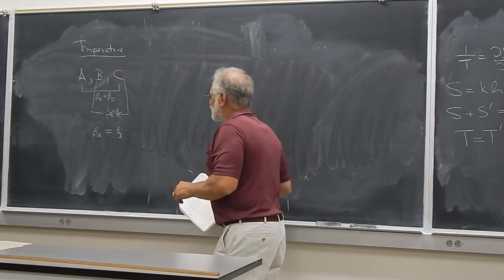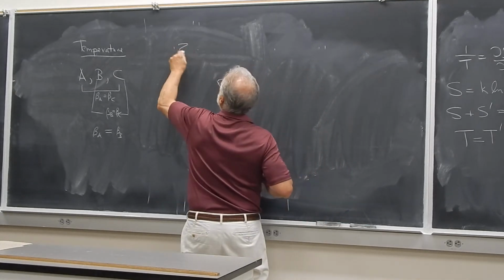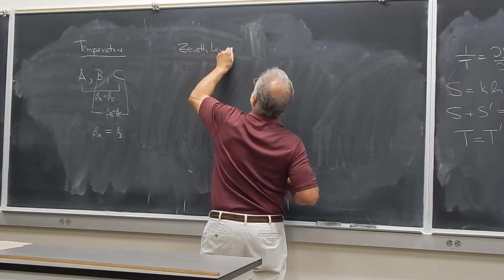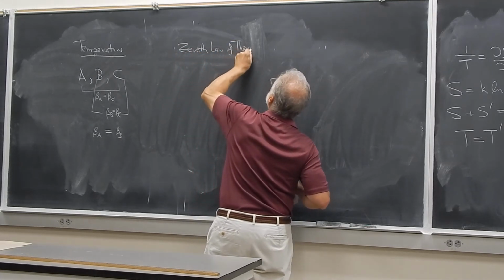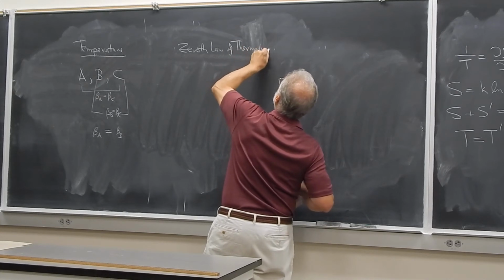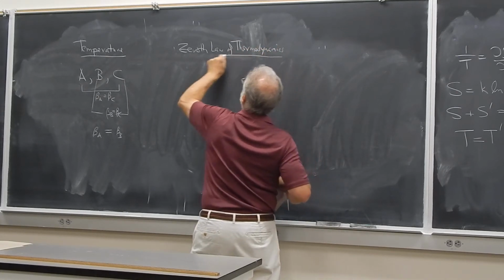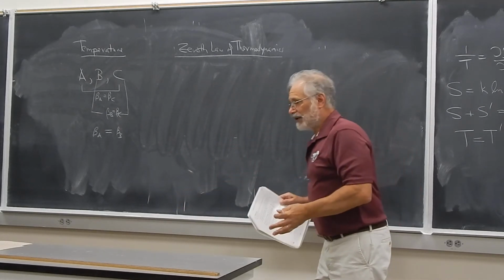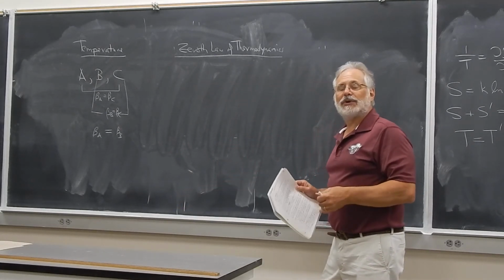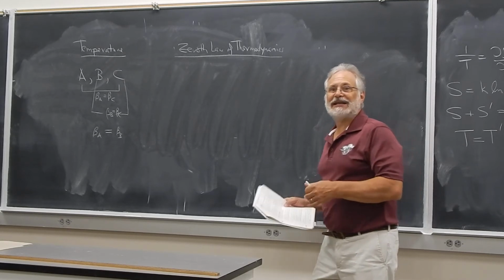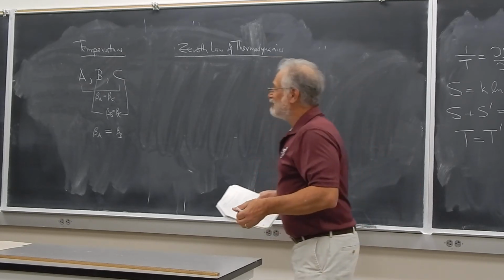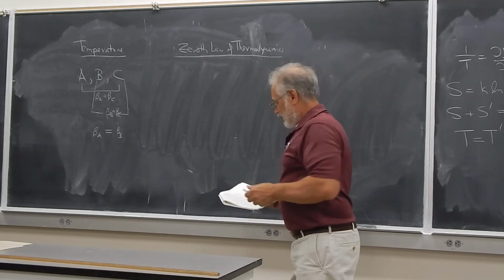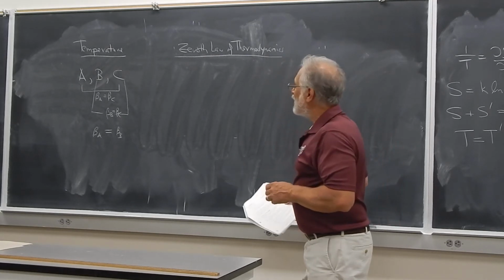This leads us to something that we call the Zeroth law of thermodynamics, which says that if I have two systems in thermal equilibrium with a third, they must be in thermal equilibrium with each other. Sounds kind of like the old transitivity postulate from geometry. But it works in exactly the same way.